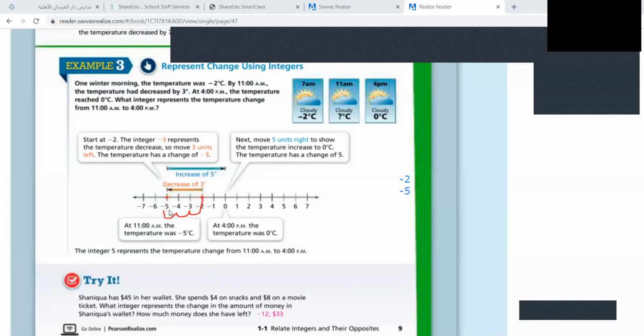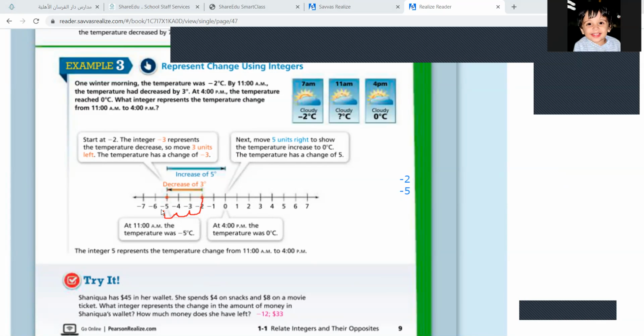Now, after that, the temperature reached 0. What integer represents the temperature change from 11 to 4? At 11, how much did you get? After coming down 2, minus 3, minus 4, don't say 5. It's -5. It matters. From -5, I need to go to 4 p.m.